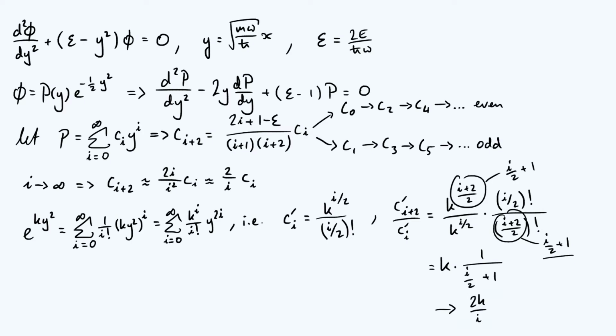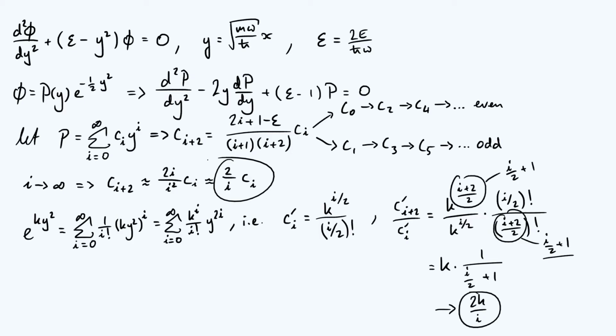So what's the point of going through all this? Well, we can make two interesting conclusions. Firstly, if you consider the case where k is minus a half, that would just give you minus 1 divided by I. So your e to the minus half y squared is decaying in such a way that the coefficient ratio is approximately minus 1 over I. Your polynomial, or your power series, is growing in such a way that the coefficient ratio is 2 over I. So you've got a growing function multiplied by a decaying function.